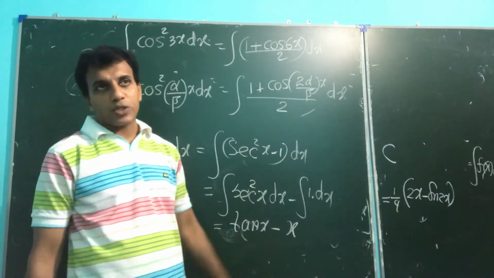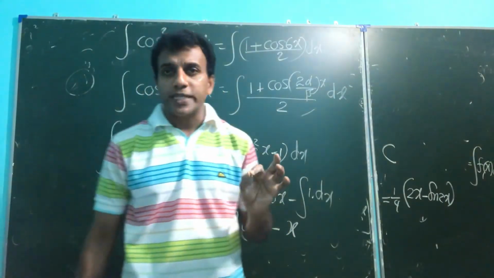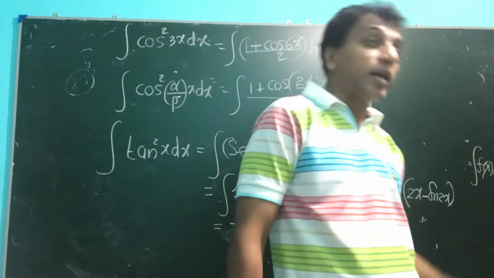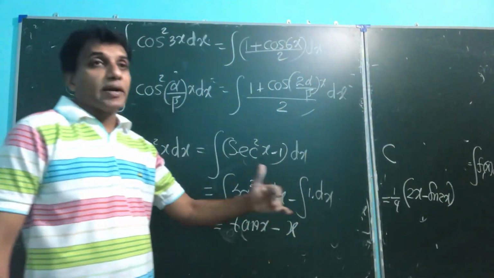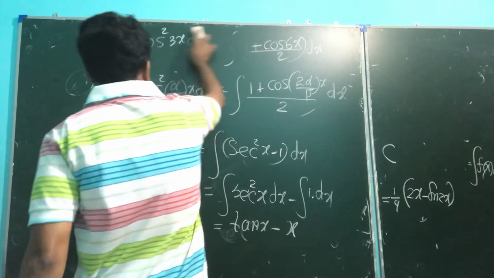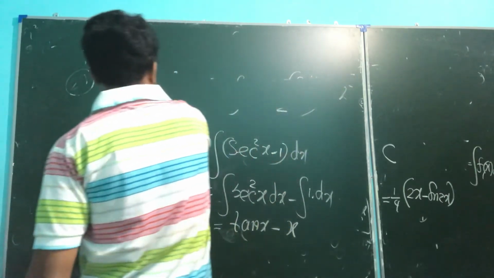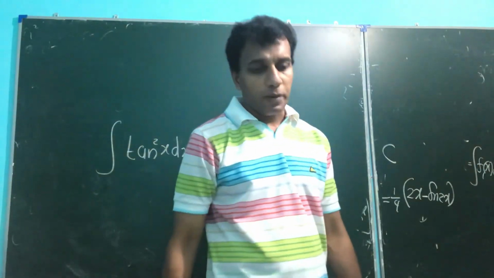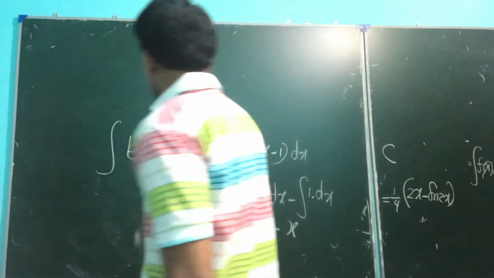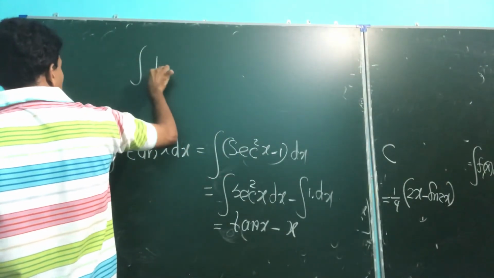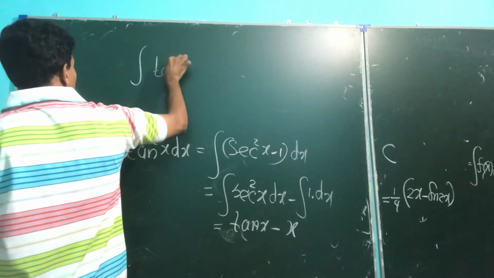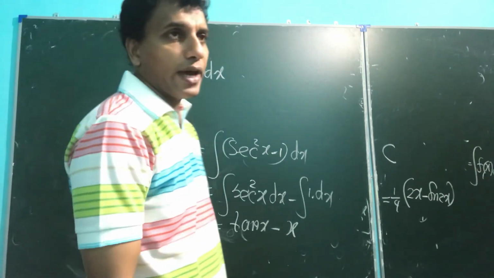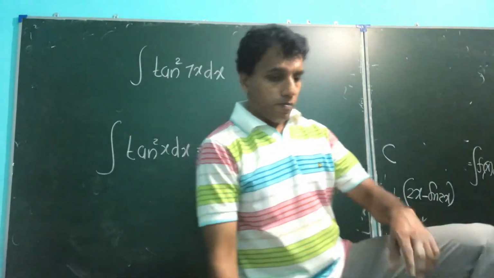convert to sec square, because you know sec square theta is 1 plus tan square theta. Therefore it is better to change to that one. Okay, see one example of using this theorem. Example: integral of tan square 7x dx. Look, tan square 7x dx.